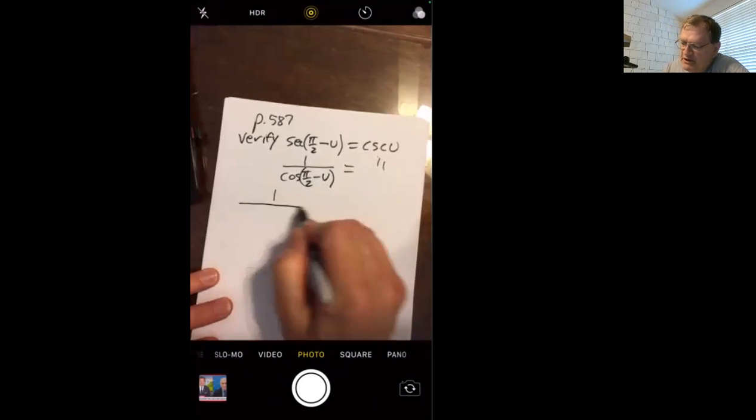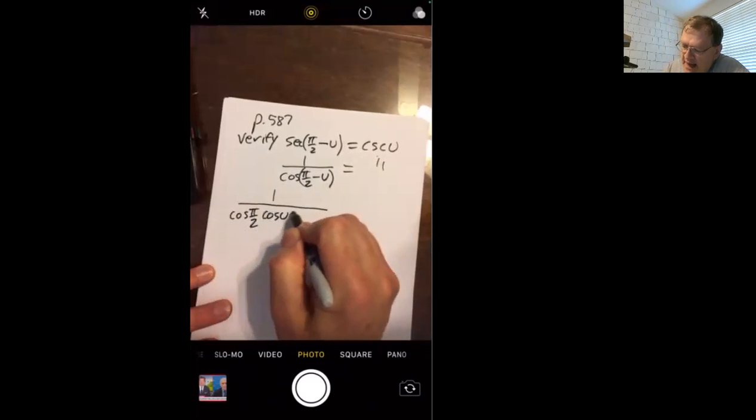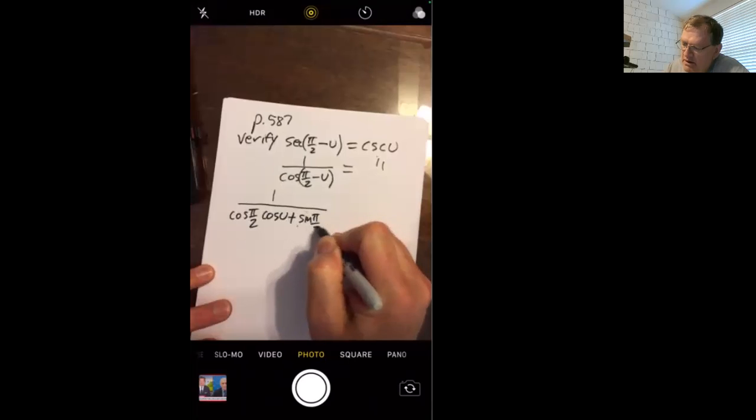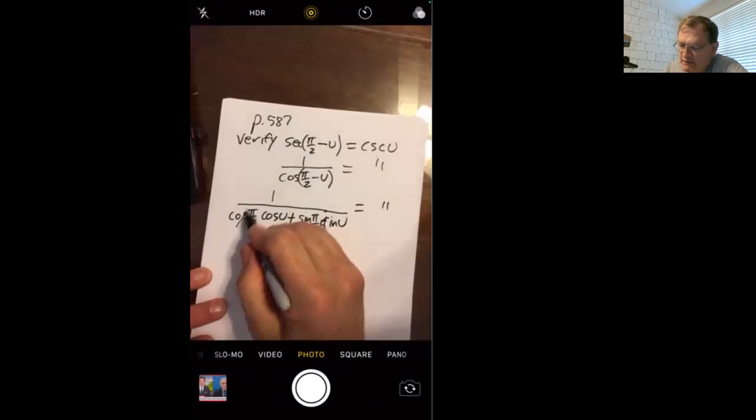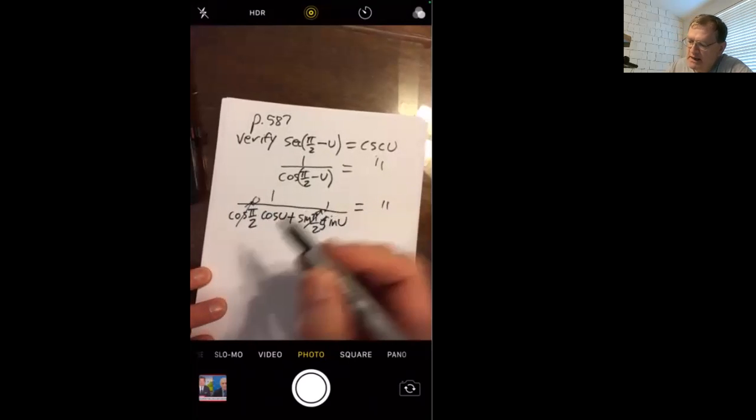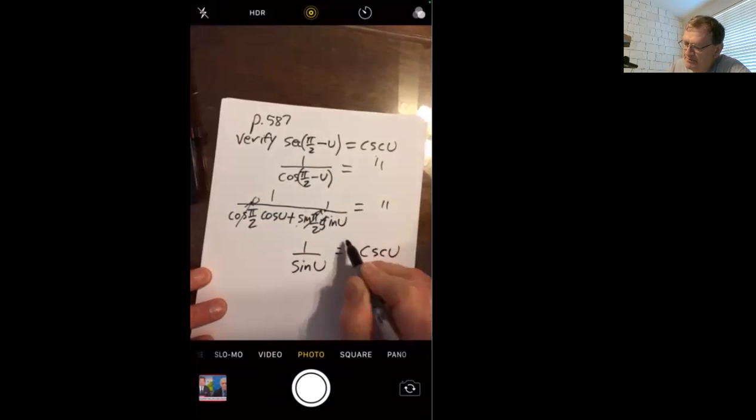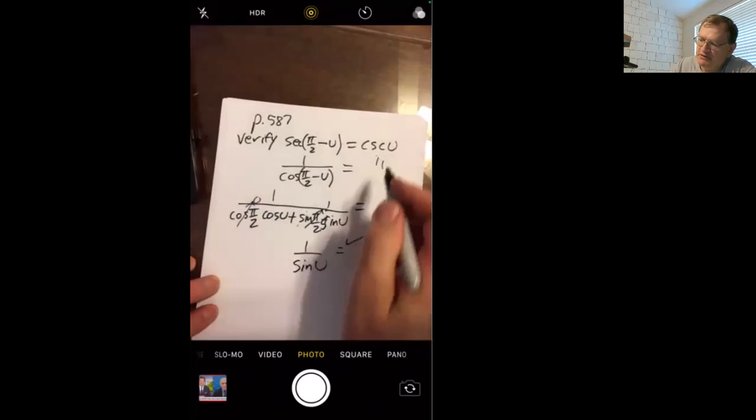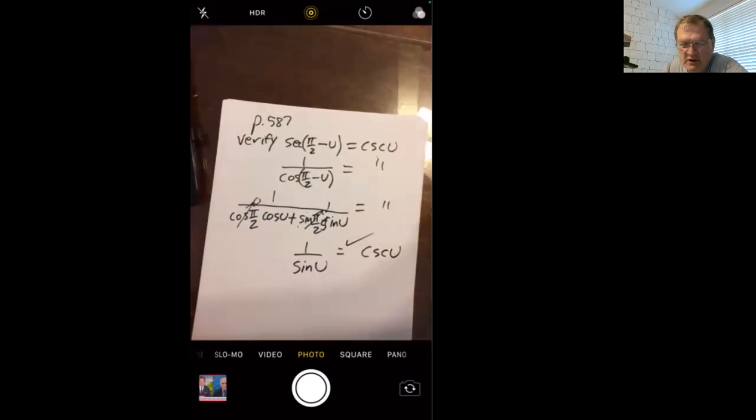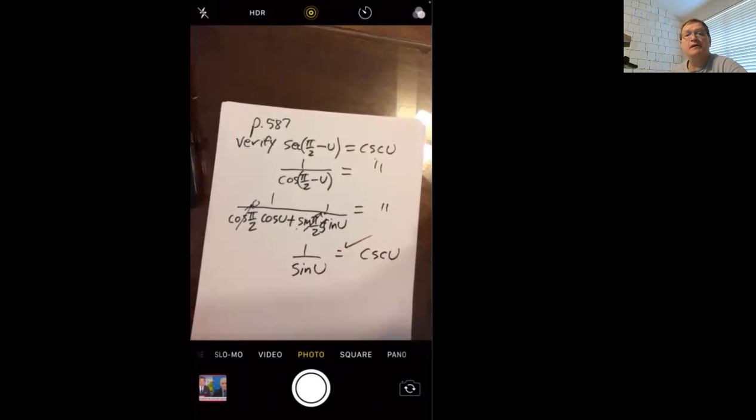And then plugging in your cosine formula, it's going to go cosine pi over 2, cosine u, add sine pi over 2, sine u. Remember, the cosine of pi over 2 is 0, sine of pi over 2 is 1, and that's going to come up with 1 over sine u equals, sure enough, a cosecant u. I could have written this as 1 over sine u, and that's fine. It's a little arbitrary exactly how you write them out. Eventually, you come down to one of the absolute basic identities that can't be played with, and you're done.